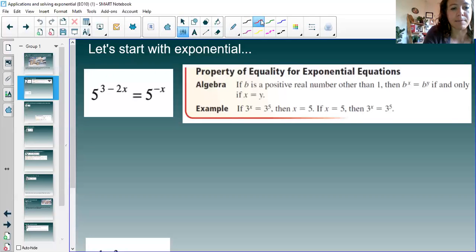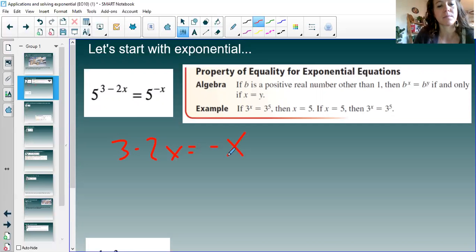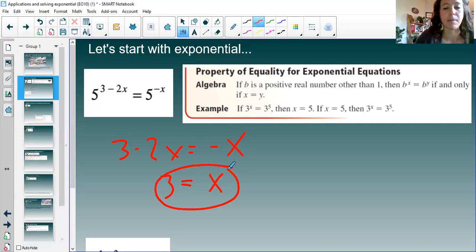All we have to say is because the bases are equal, 3 minus 2x is equal to negative x, and then we can solve for x. I'm going to move 2x to the other side by adding, so negative 1 plus 2x is just going to give me x, so therefore x is 3.